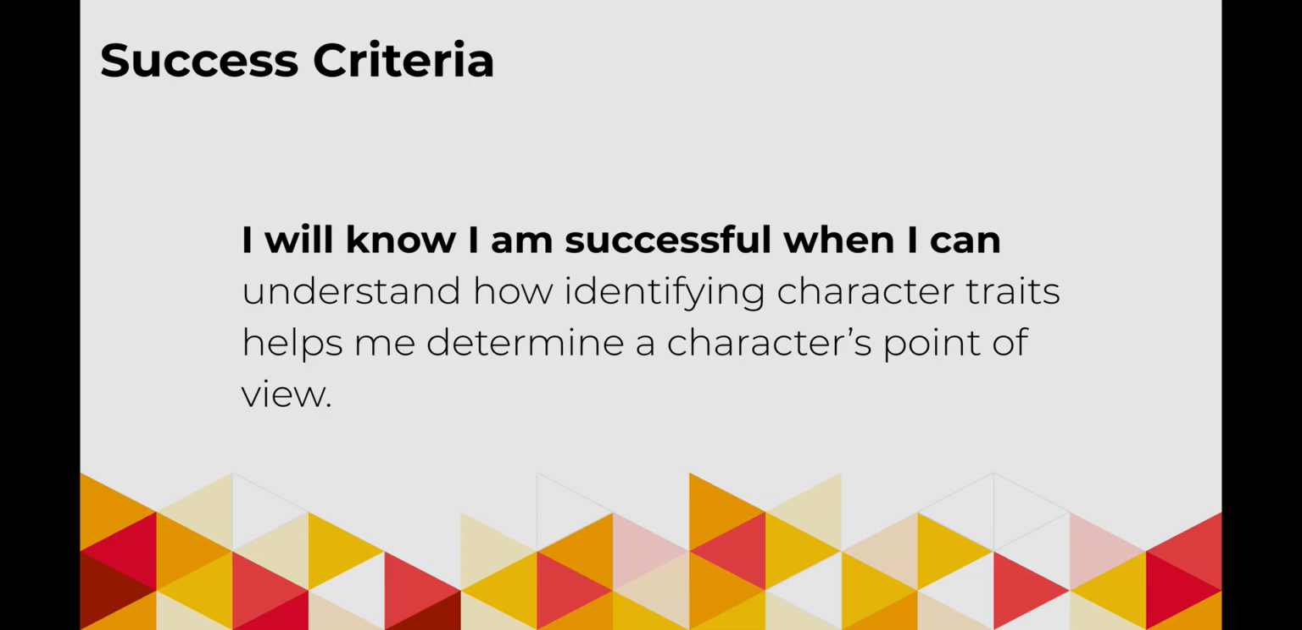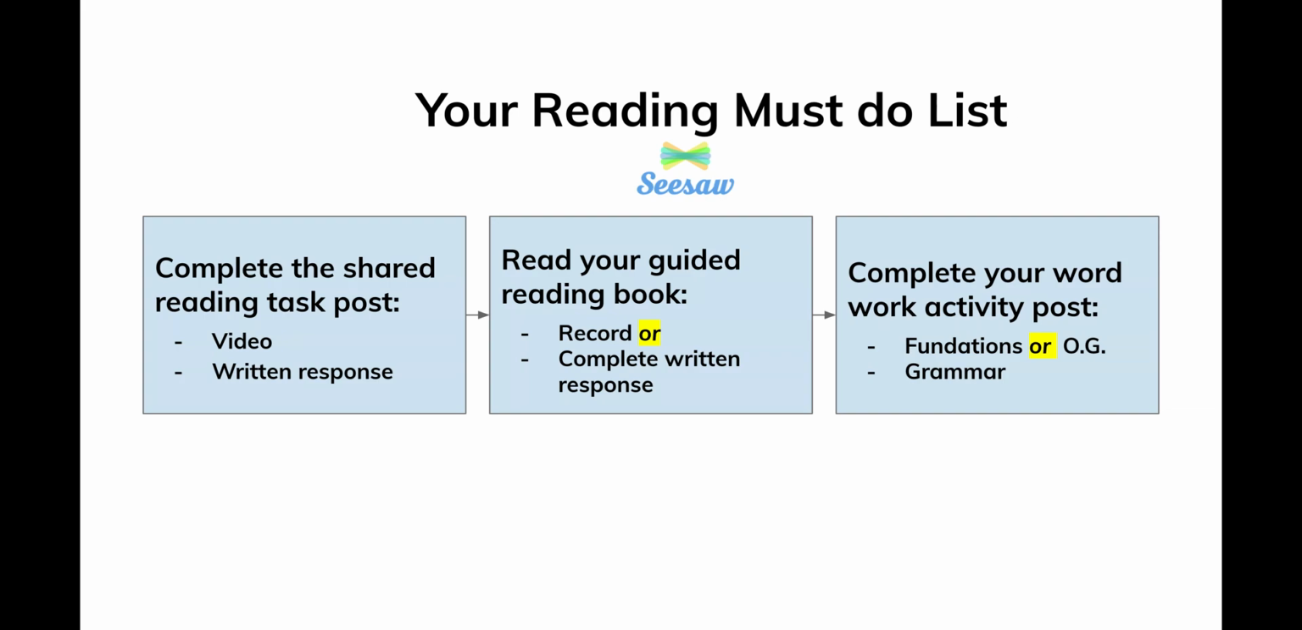Your success criteria was to understand how identifying character traits helps you determine a character's point of view. And hopefully, by looking at those specific examples, you really understand how knowing what the character traits are on the outside, and more importantly on the inside, based on what they say, think, or do, are very good indicators of a character's perspective.